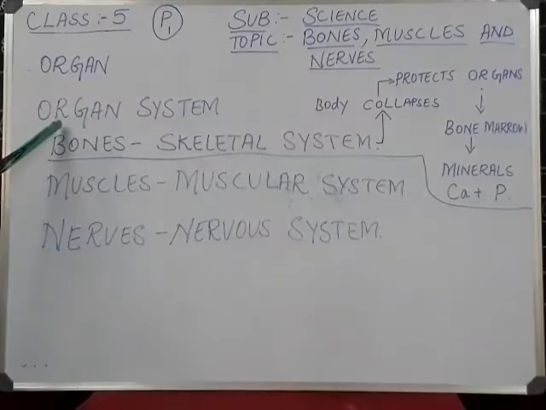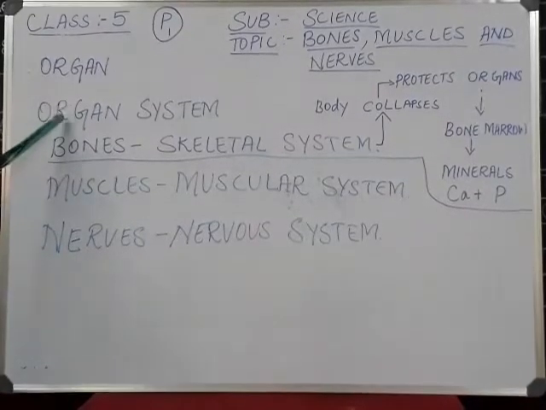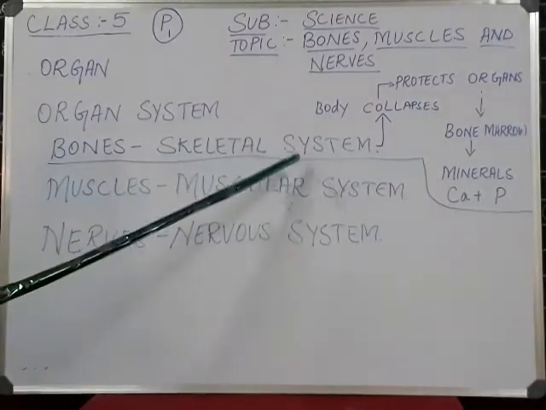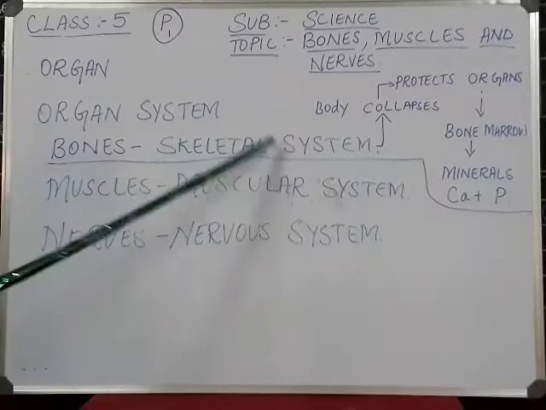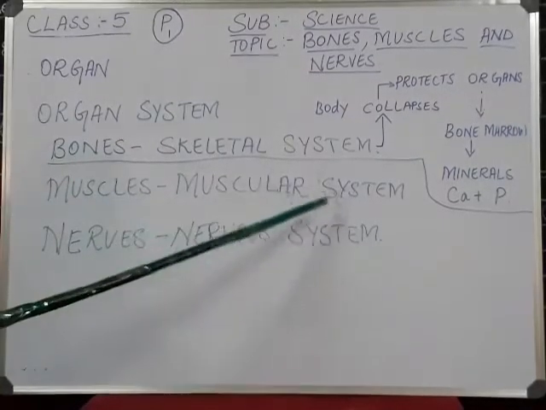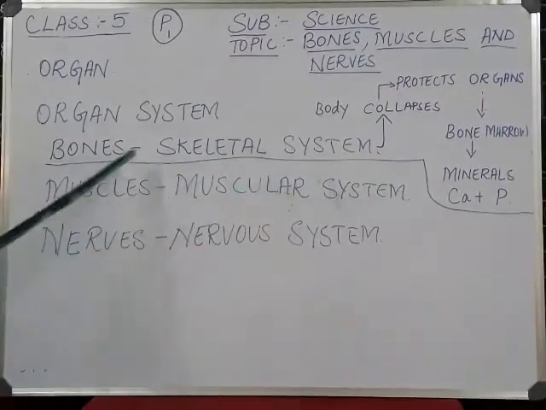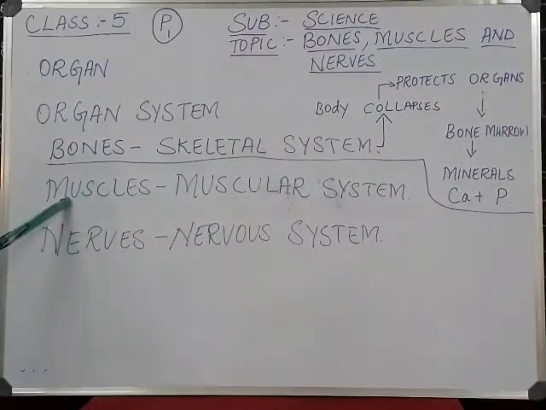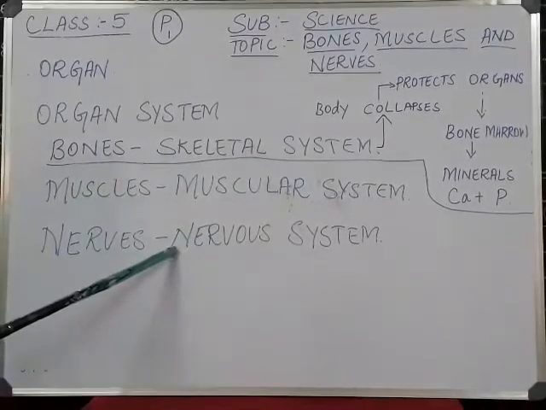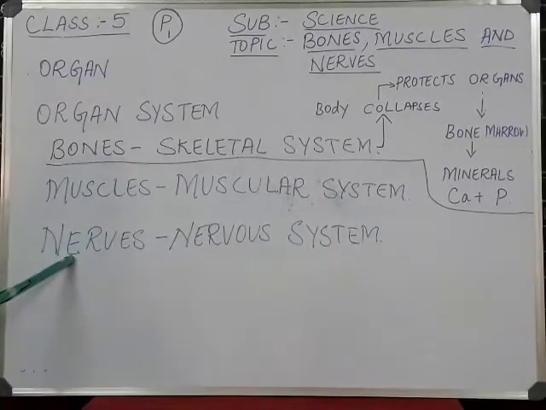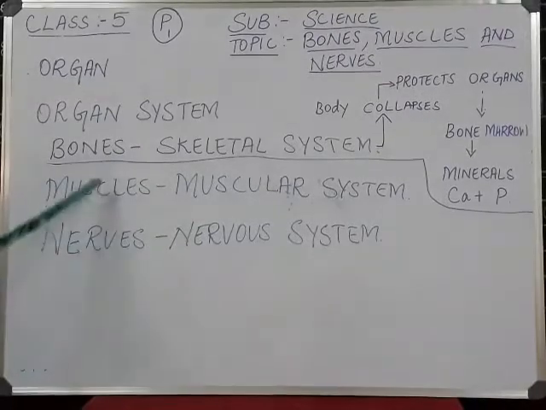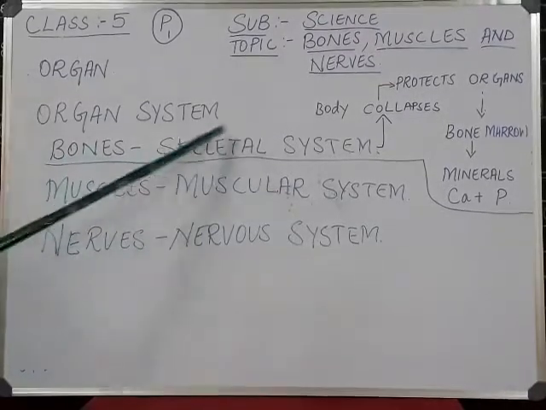Now today we are going to learn about three types of organ systems. First one is skeletal system. Skeletal system consists of the bones. Then we have muscular system. Muscular system is all related to the muscles. Then we have nervous system. Nervous system is all the study about the nerves. The system which is involved there are the nerves. So first thing is the skeletal system.